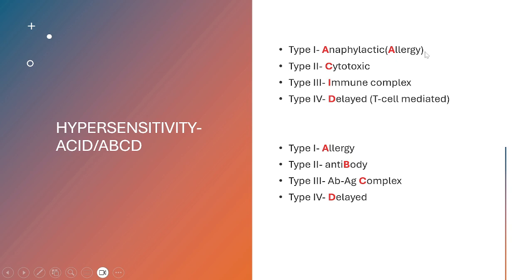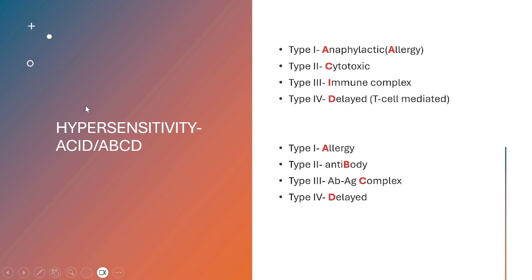So that's a very helpful difference between type 1 and type 4, and type 4 is kind of delayed because it is only produced after 48 or 72 hours of reaction. Or another mnemonic like ABCD: A stands for the same, anaphylactic or allergy, B is for antibody, C is for complex, which is the antibody antigen complex, and D is for delayed. So I hope now you won't be confused about what type of reactions are used in type 1, type 2, type 3 and type 4.